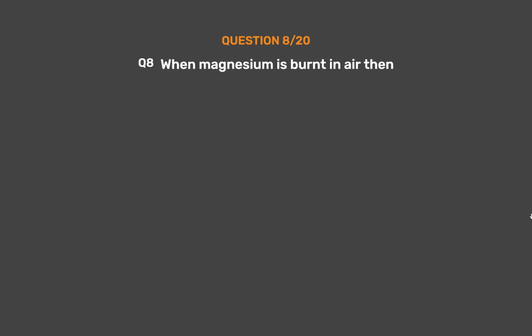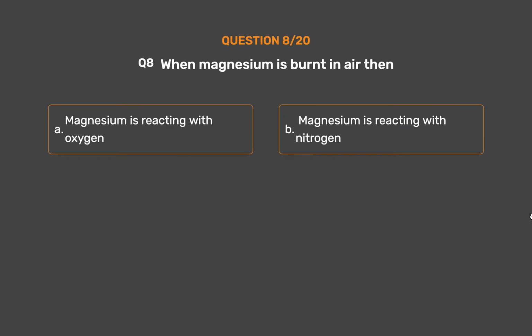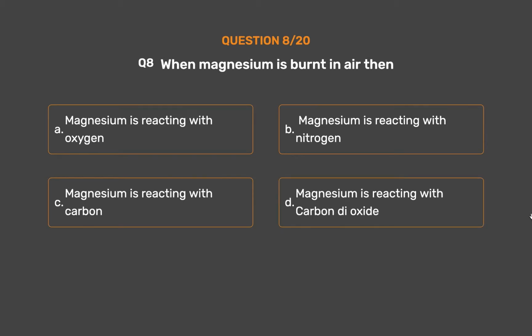Question number 8. When magnesium is burnt in air, then Option A. Magnesium is reacting with oxygen. Option B. Magnesium is reacting with nitrogen. Option C. Magnesium is reacting with carbon. Option D. Magnesium is reacting with carbon dioxide.